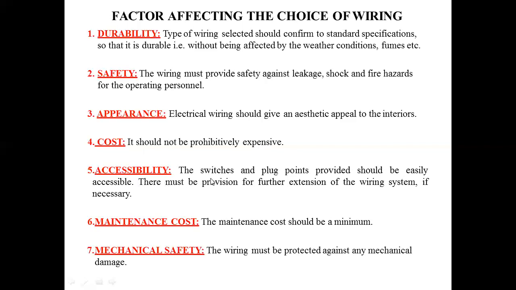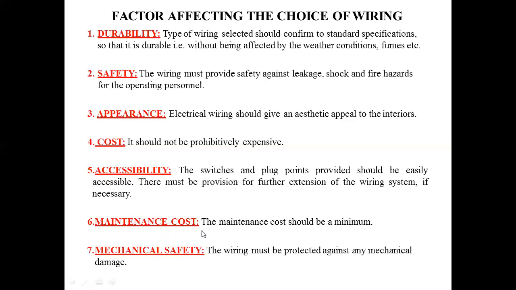Accessibility means the switches and plug points provided should be easily accessible. There must be provision for further extension of the wiring system. For example, in the initial conditions you may not require all the points, but in future you may want to extend the points. So in that wiring method, it should be possible. That's why accessibility is another important factor for the selection of wiring.